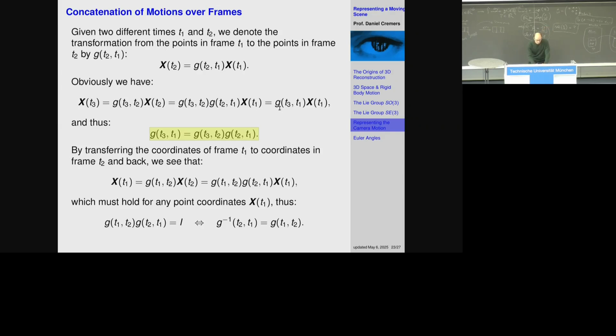Clearly, for this to hold, for any point x in the coordinates of the first image, I need to make sure that this expression here must be the same as this expression here. And that way you can transfer coordinates from one frame to the other.